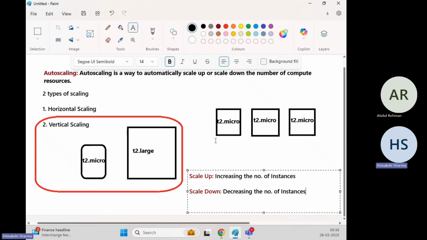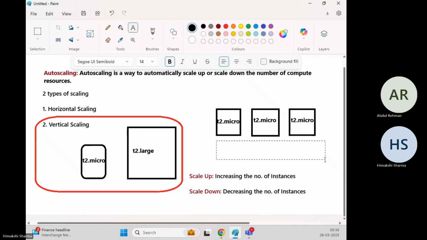I can give you an example of CPU utilization. Whenever the CPU utilization goes more than 60%, or I can say 70%, what to do? Increase the number of EC2 instances. Initially you are running one EC2 instance and the CPU utilization for this EC2 instance goes more than 70%. It will add one more EC2 instance.